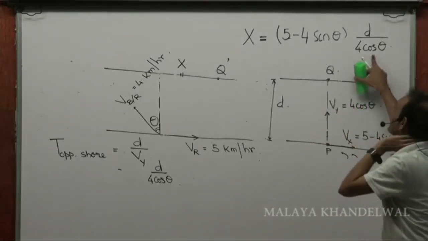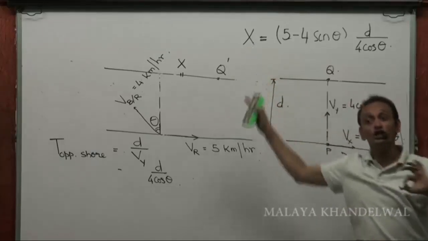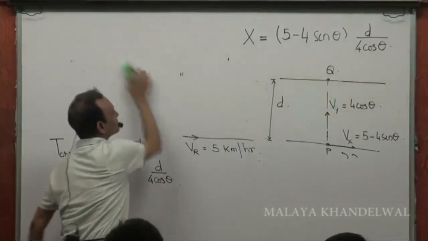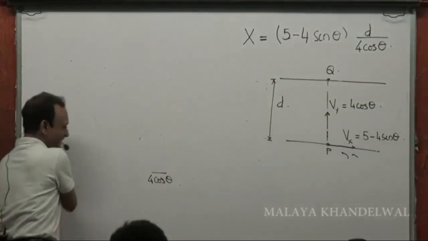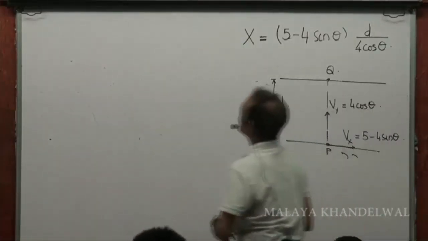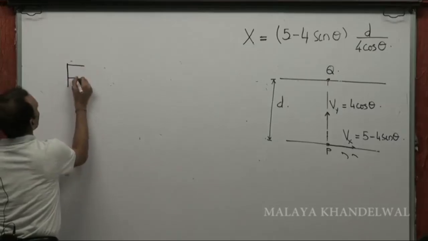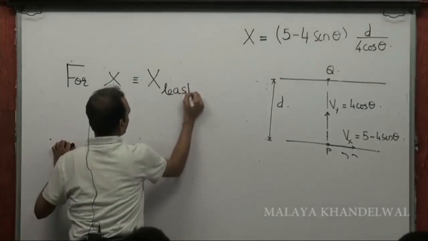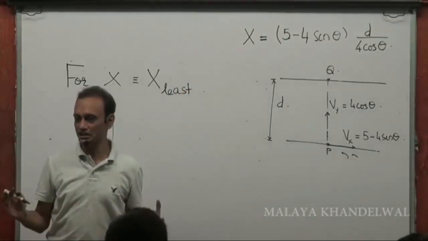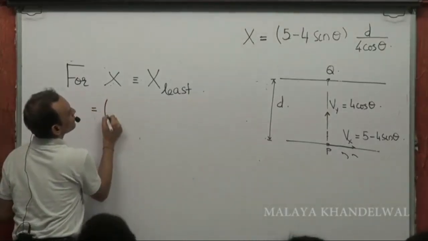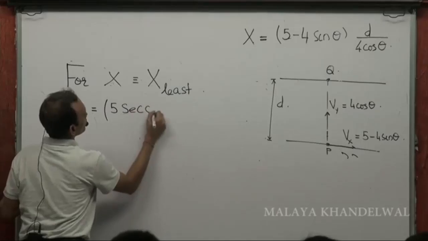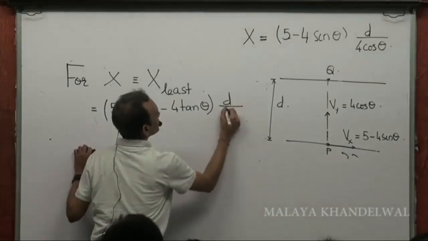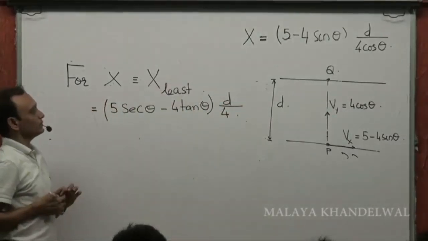All right. So he needs to work out a value of theta such that this x is the least it could be. Clear? So we can help the smuggler out and report to the police. So for x equal to x least, we want to select theta. What is our x? x is 5 sec theta minus 4 tan theta, into D divided by 4. This has to be the least.